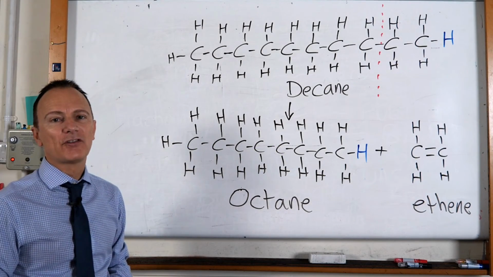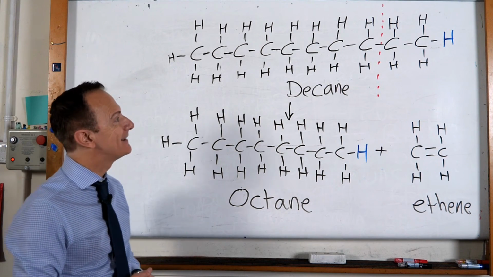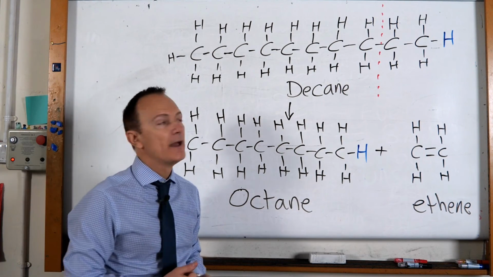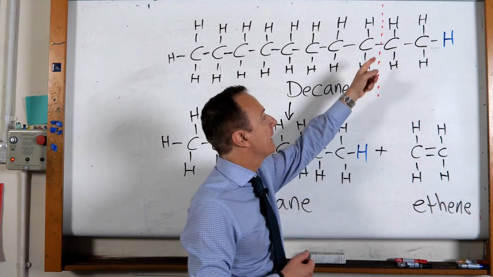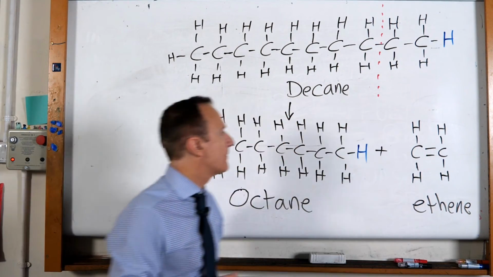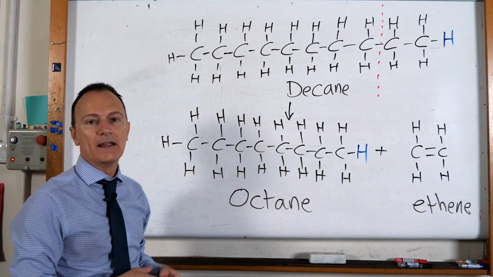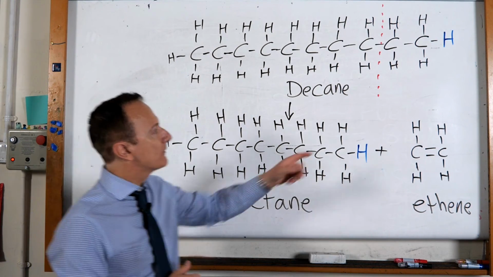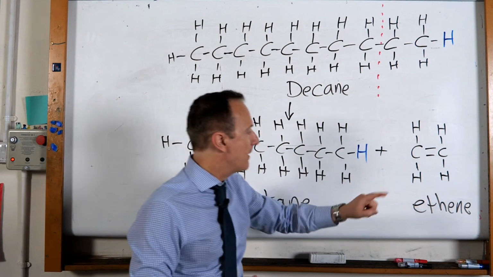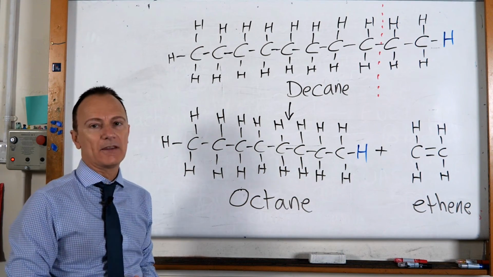Here's an equation to show cracking. So if we start off with a long hydrocarbon like decane and heat it up until the molecule vibrates so much that it breaks, and it could snap down there, for example. One of the products we get is octane, which is a shorter hydrocarbon good as a fuel. Now take a look at this hydrogen atom. That one ends up there to complete the octane molecule.